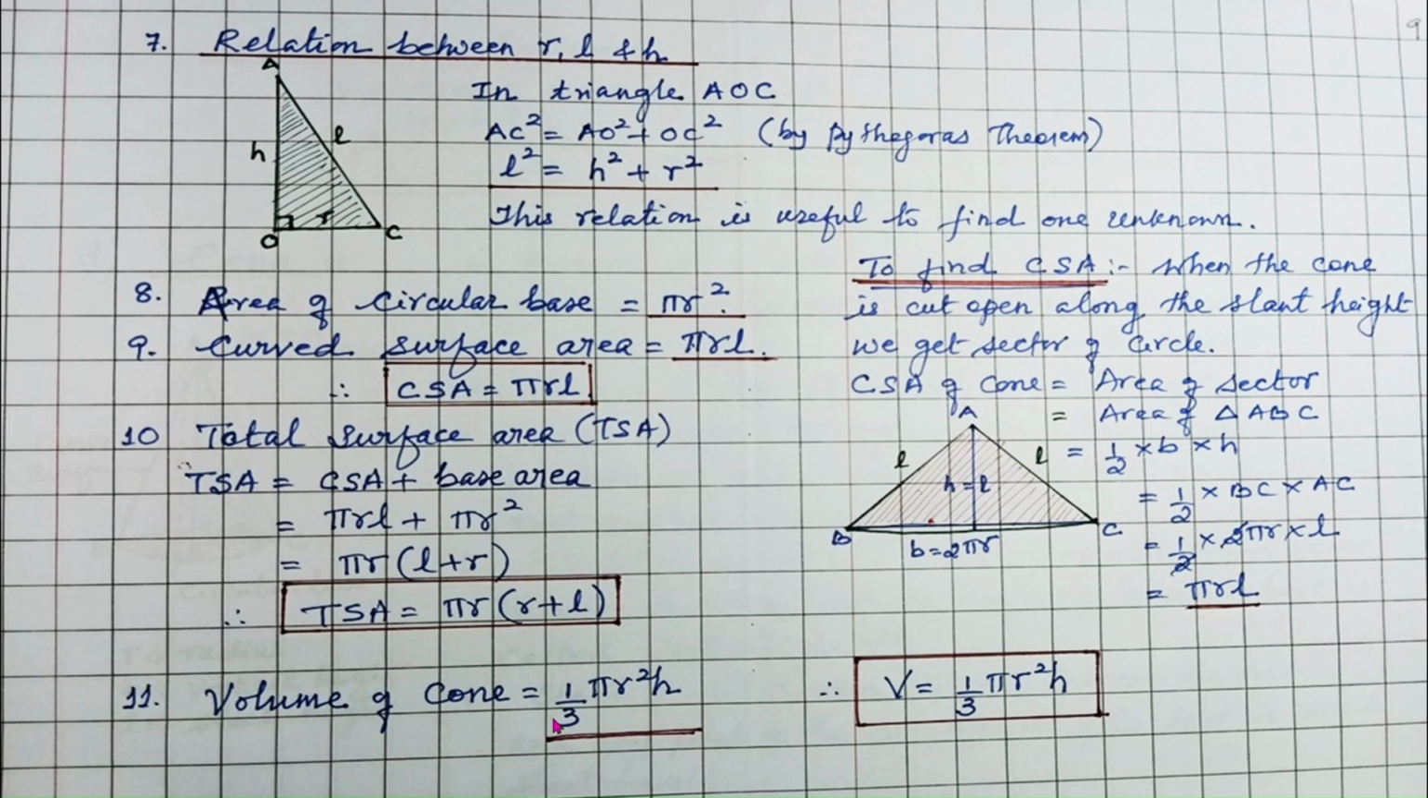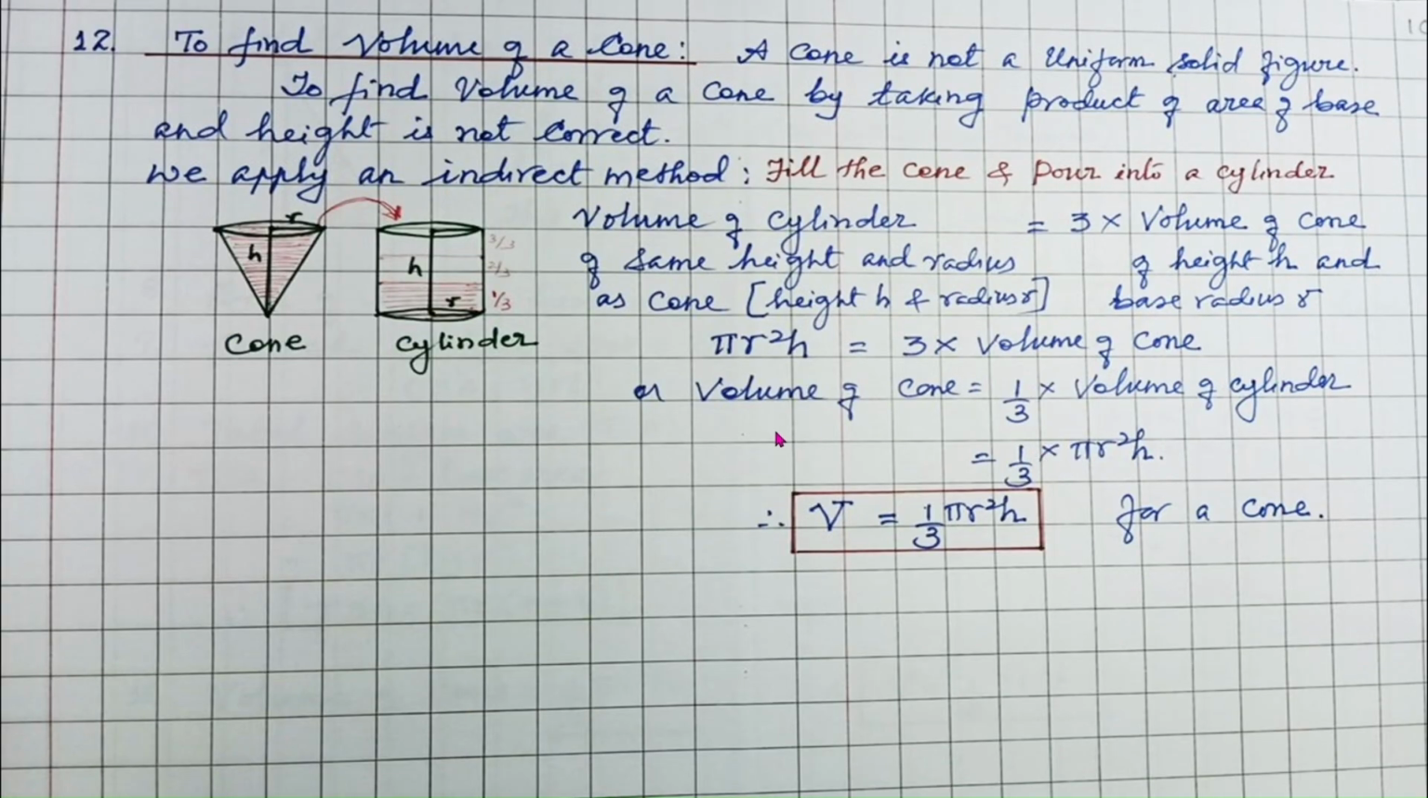Now the volume of a cone is 1 by 3 pi r squared h. Please remember that the volume of a cone cannot be found out directly because it is not a uniform solid figure. We cannot just multiply the area of the base and height to get the volume. Here we have to go by an indirect method.